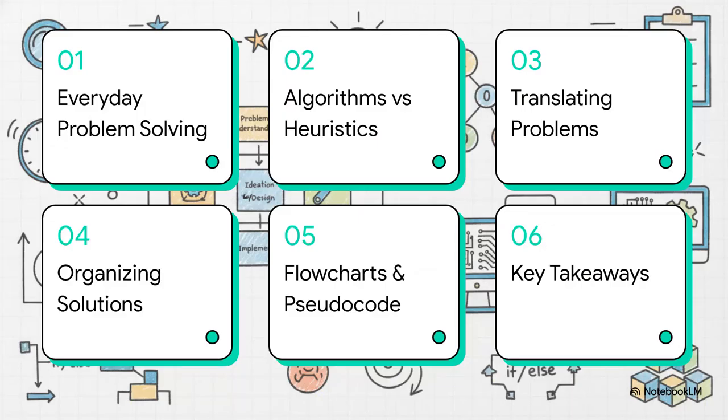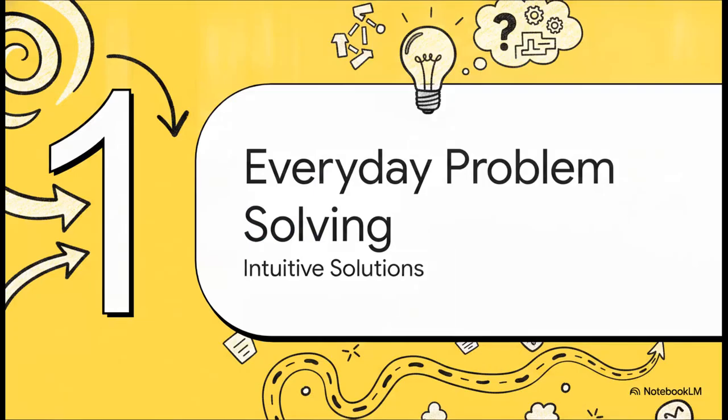So here's our roadmap for today. We're taking a progressive formalization approach. We'll start with everyday problem solving, compare algorithmic versus heuristic solutions, look at translating problems for computers, organizing the solution, flowcharts and pseudocode, and finally wrap up with some key takeaways and rules. Let's kick things off with something highly relatable in Section 1, everyday problem solving.